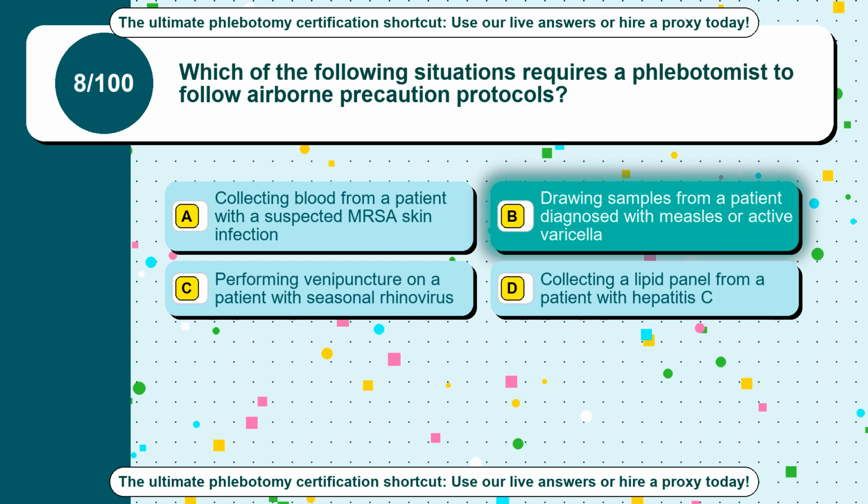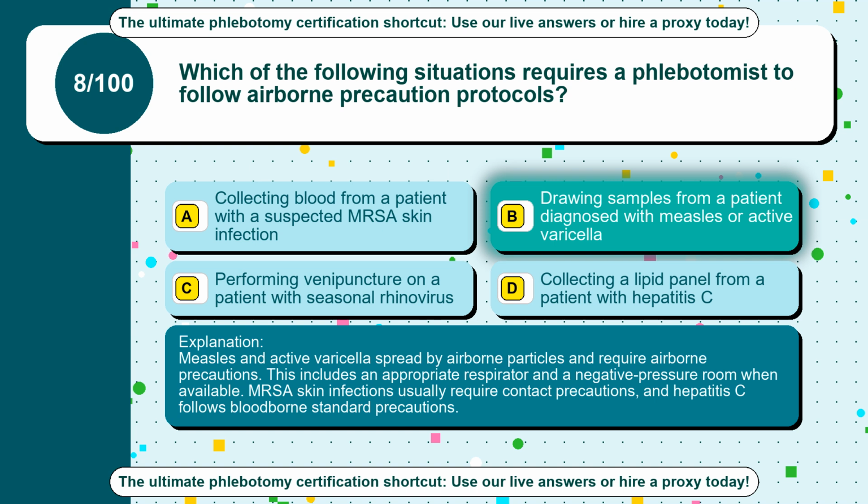The correct answer is option B. Drawing samples from a patient diagnosed with measles or active varicella. Measles and active varicella spread by airborne particles and require airborne precautions. This includes an appropriate respirator and a negative pressure room when available. MRSA skin infections usually require contact precautions, and hepatitis C follows blood-borne standard precautions.